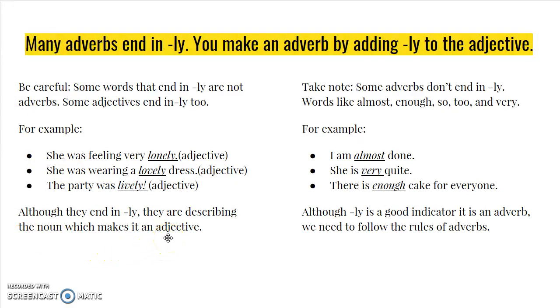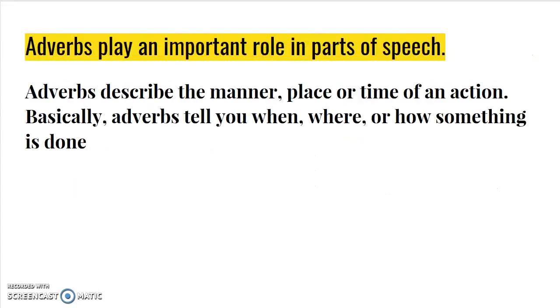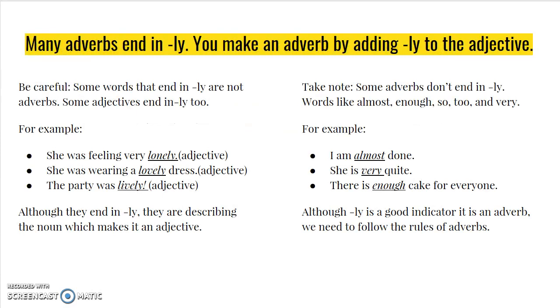An adverb is a little different. An adverb, we said, describes the manner, the place, or time of an action. And basically, adverbs tell you when, where, how something is done. But when it's describing a noun, that is an adjective. So let's look at this.